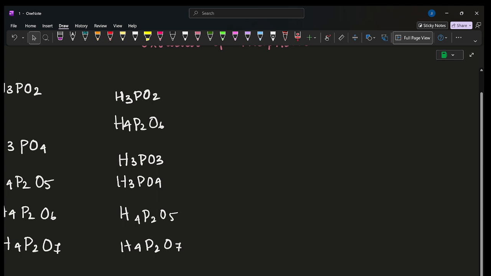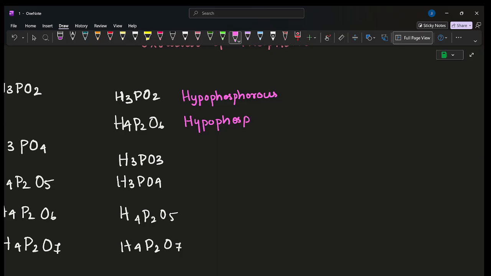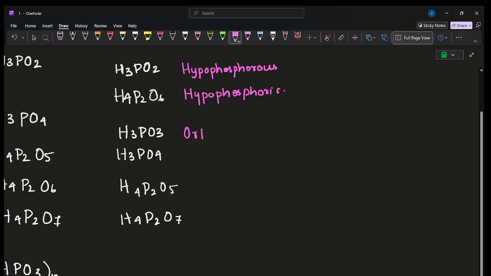You just have to remember simple things like ortho, pyro, and hypo. Now let's see who gets which name. H3PO2 stands for hypophosphorous acid. H4P2O6 is hypophosphoric acid. H3PO3 is orthophosphorous acid. H3PO4 is orthophosphoric acid.